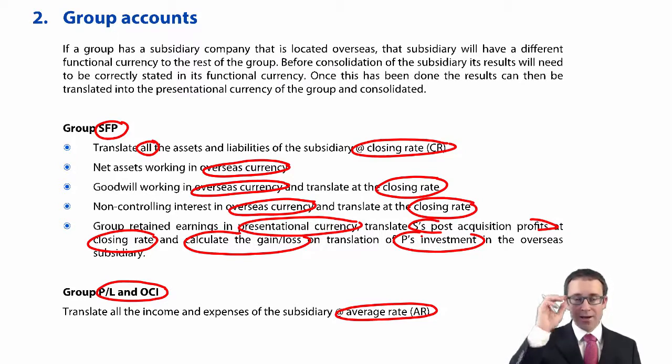Okay, so that's how you translate the SFP. That's how you translate profit or loss and OCI. There's not a lot to it, is there? The rules aren't massive. SFP, everything at the closing rate. Profit or loss and OCI, everything at the average rate. Anything then in the workings to do with the sub is calculated in the overseas currency and translated at the closing rate. That's it. That's all that you need to remember.